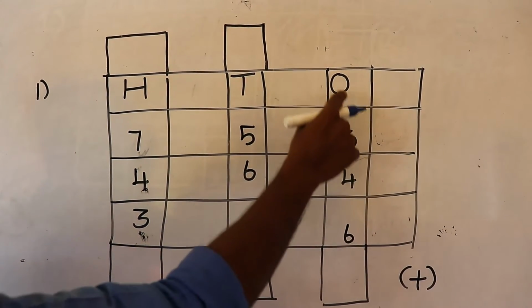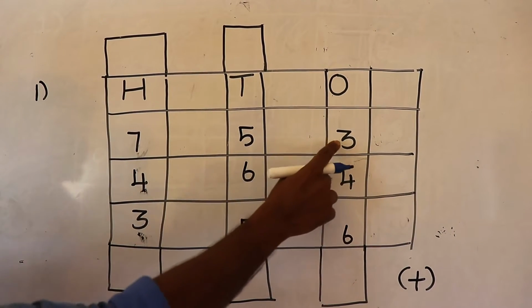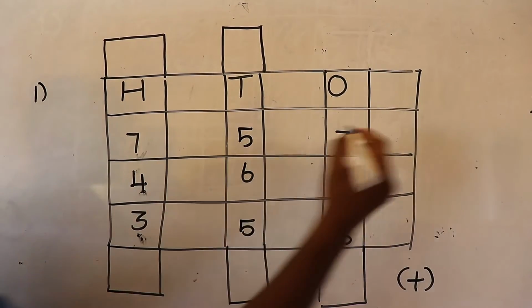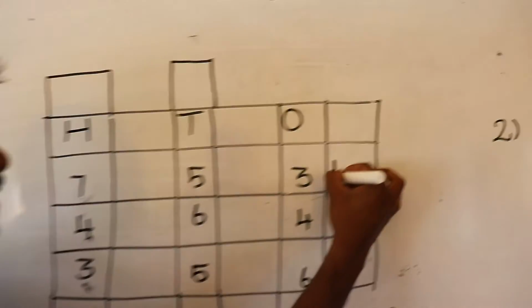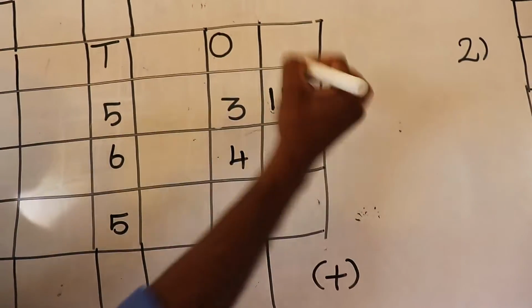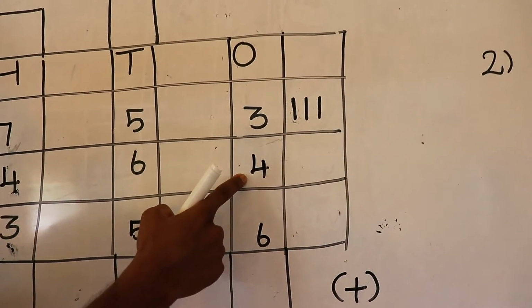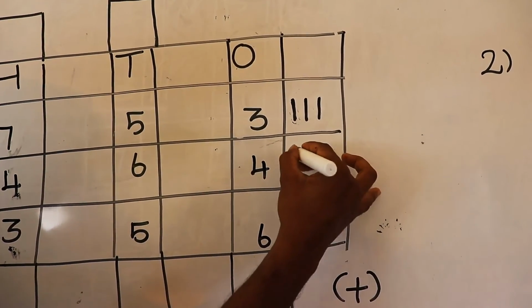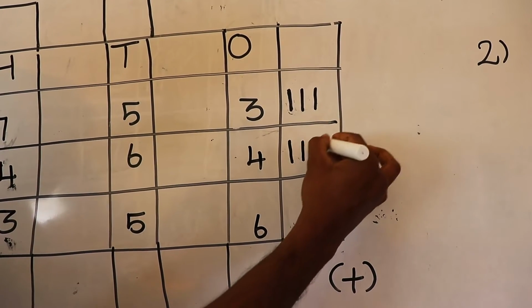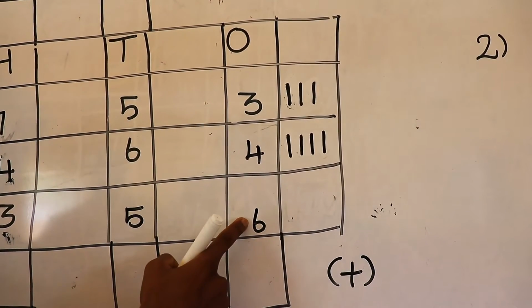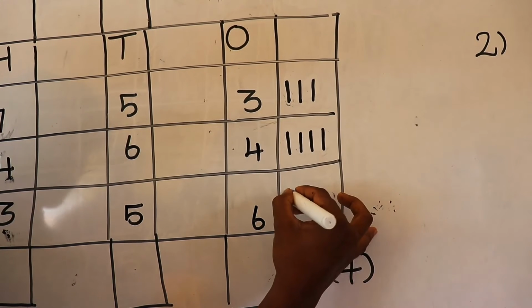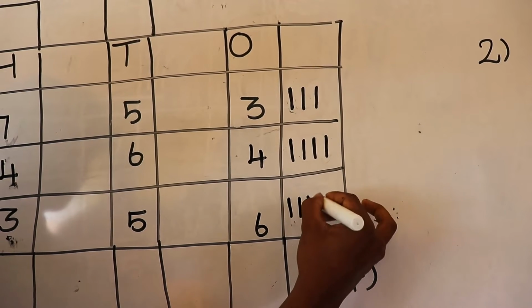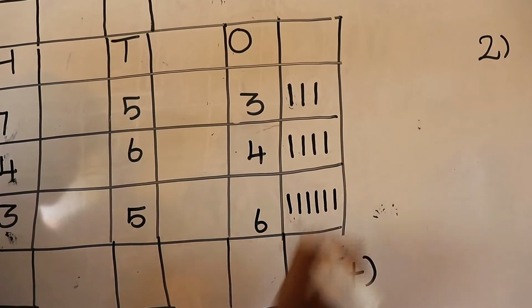So first, I will start with the ones value. The ones value of the first number is 3, so here draw 3 lines. Then the second value is 4, so draw 4 lines. Then the last value is 6, so you draw 6 lines.